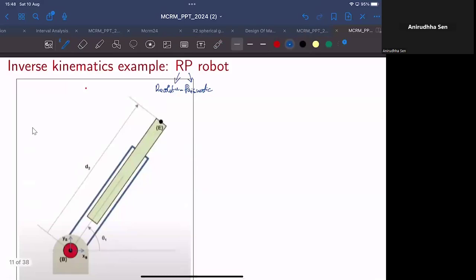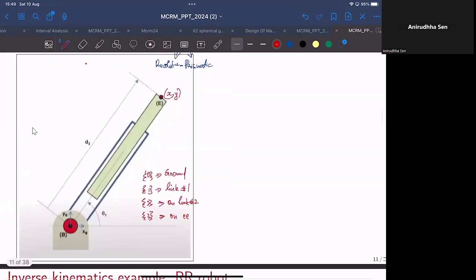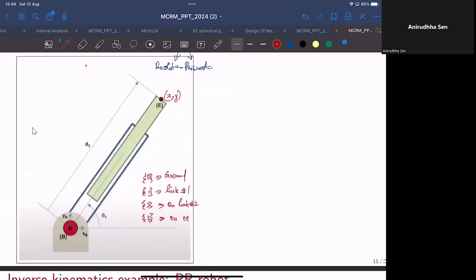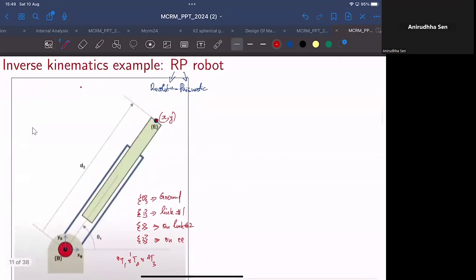So if I define the end effector point as x and y, how would you write these coordinates x and y using the joint space variables? One way is to follow the DH approach. You assign frame 0 on the ground, frame 1 on link 1, frame 2 on link 2, and maybe one more frame on the end effector if needed. You can derive it using the DH method by following the successive transformations from 0T1 to 1T2 to 2T3. That is one approach.